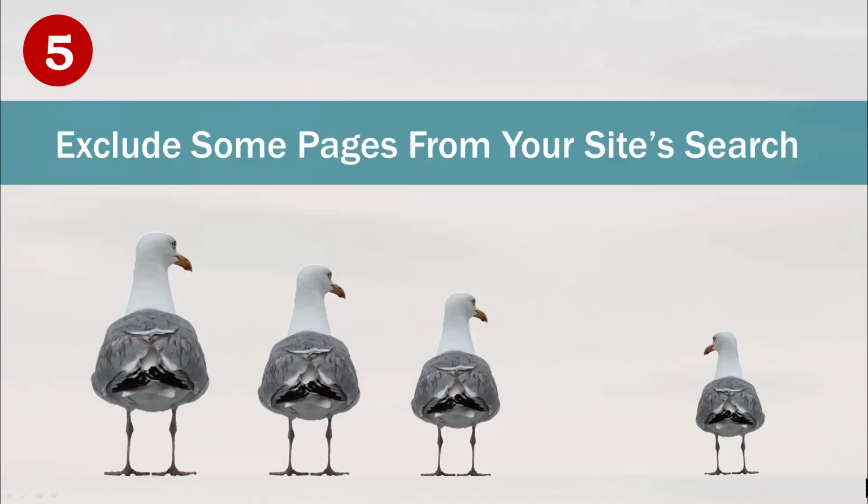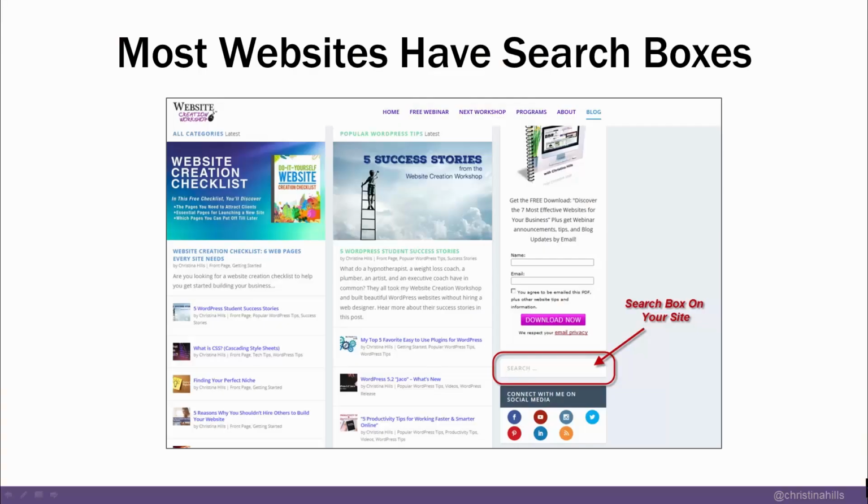All right, let me move on to number 5, which is excluding some pages from your site's search. So let's say there are some pages that when people do a search, you don't want them to see. So what am I talking about? Well, most websites have a search box, right? The search function is built into WordPress, and you can put it on your sidebar, and I have it on my right sidebar. Some people have it up in their top headers, if they have a header widget area. I have it on my sidebar.